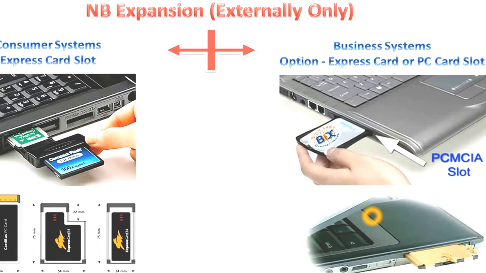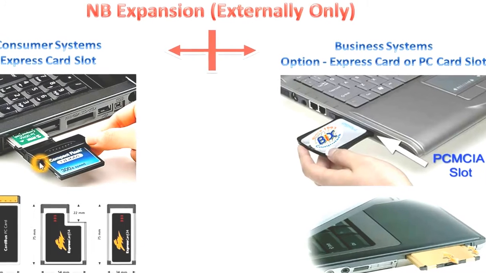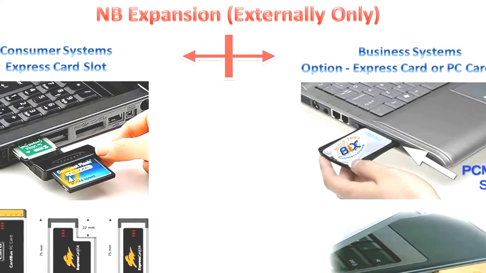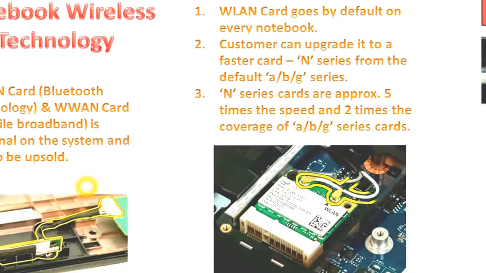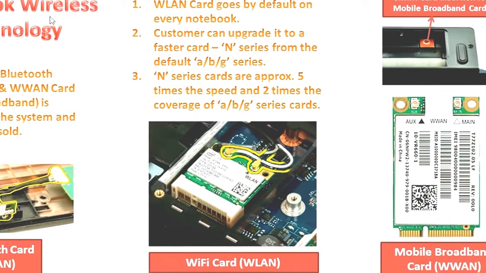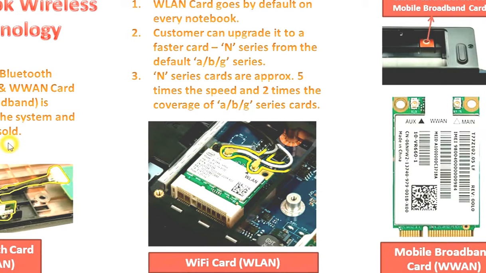Let's look at the internal Wi-Fi options, or the mini card slot options, so that we can have Bluetooth, Wi-Fi cards, and also mobile broadband cards. Here we go. In notebook wireless technologies, firstly the wireless PAN card, the Bluetooth technology, and the wireless WAN card, mobile broadband, are optional on the system and have to be upsold. Please remember that. This is how a Bluetooth card sits, and it gets connected internally to a notebook.